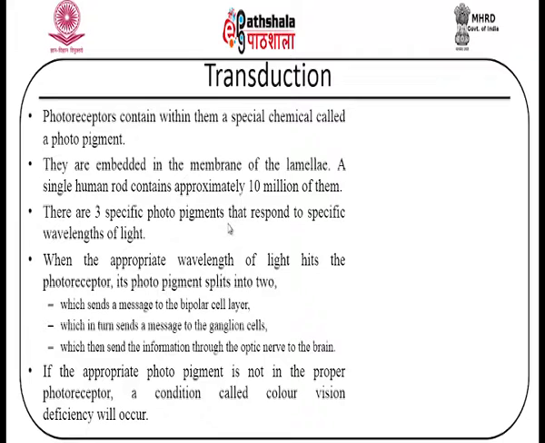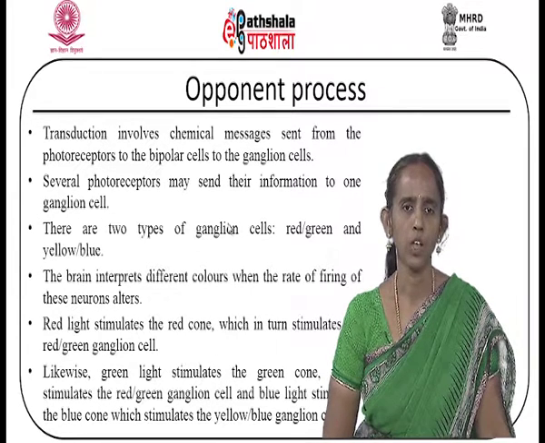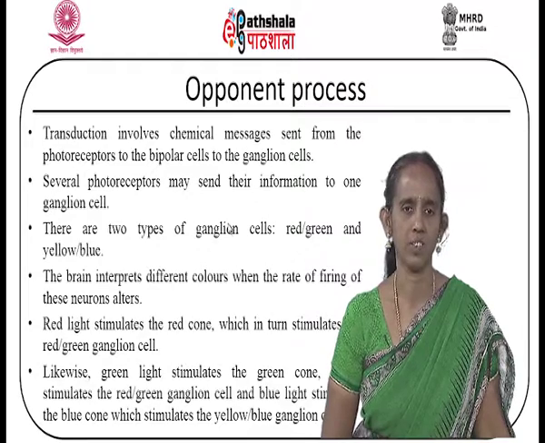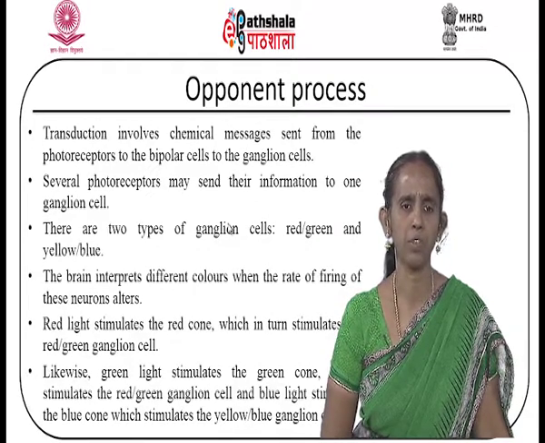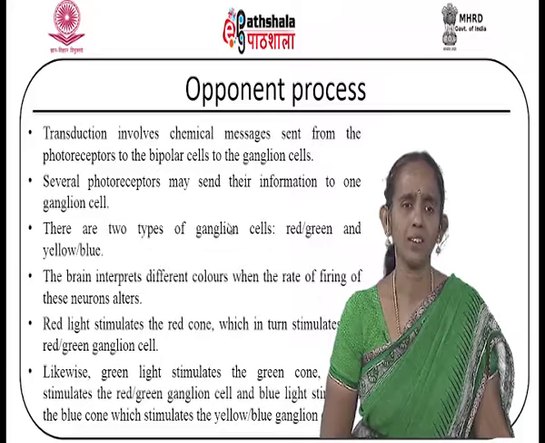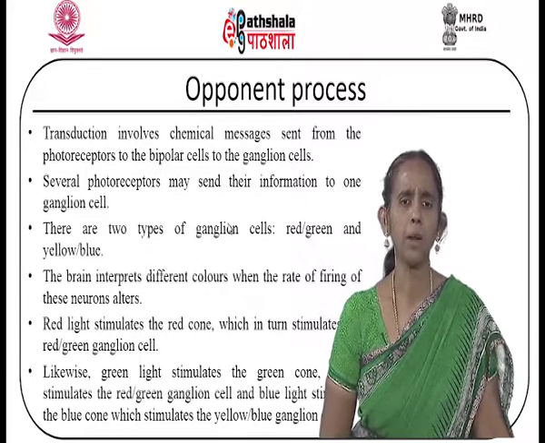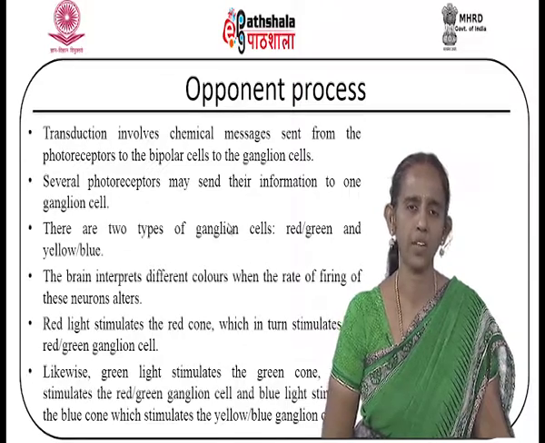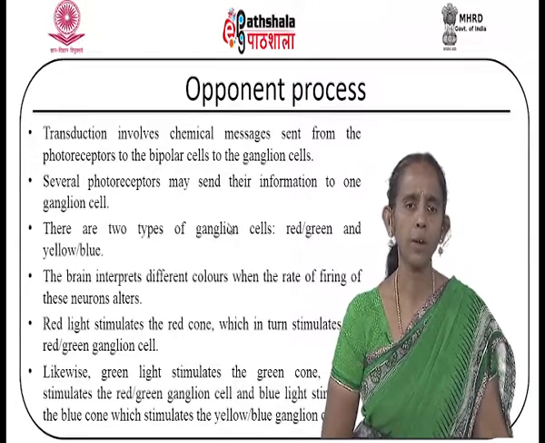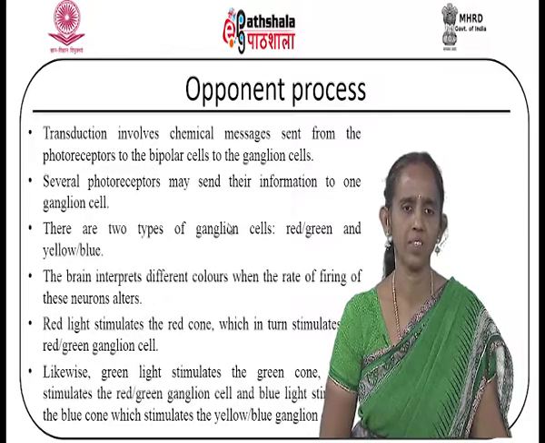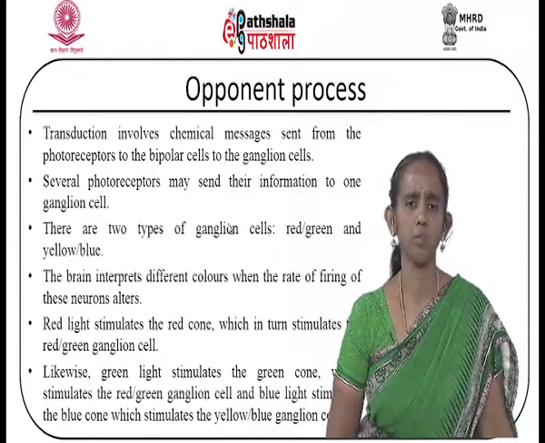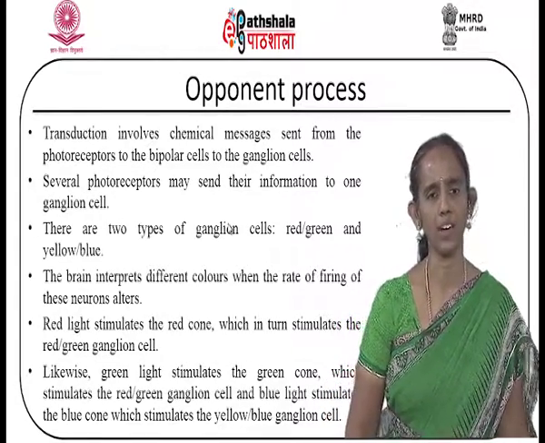If the appropriate photopigment is not in the proper photoreceptor, then a condition called color vision deficiency will occur. The opposite process of this transduction is an operant process, where in the transduction process, the chemical messages are sent from the photoreceptors to the bipolar cells and to the ganglion cell, whereas in the operant process, the reverse occurs. Several photoreceptors may send the information to one ganglion cell.